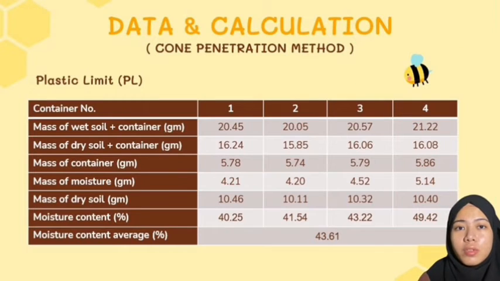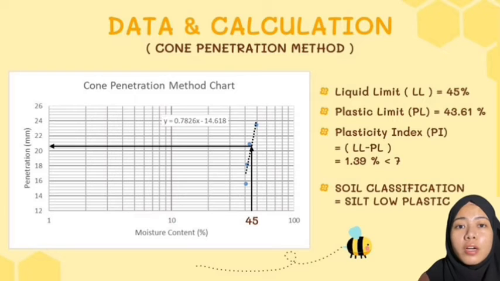For the plastic limit, we tested using the cone penetration method. After we tested all 4 samples, we obtained the average moisture content, which is 43.61%. After that, we plotted the graph of the plasticity chart. We have calculated the plasticity index of 1.39. The soil categorization is slight low plastic. According to the graph, the liquid limit test is useful for classifying soil. The liquid limit of different soils differs. To calculate the plasticity index, we must first determine the liquid and plastic limits. That's all from me. Thank you. Now Hazim will continue this presentation.